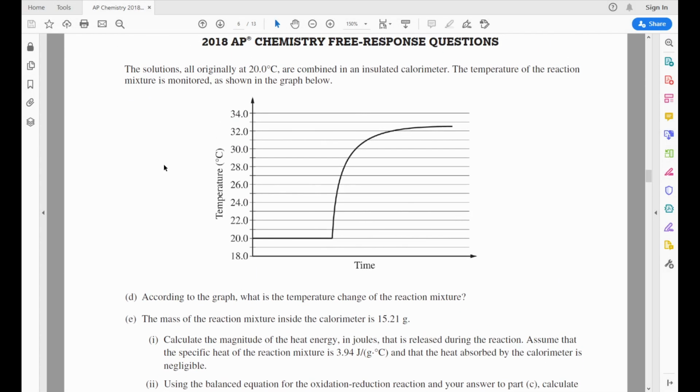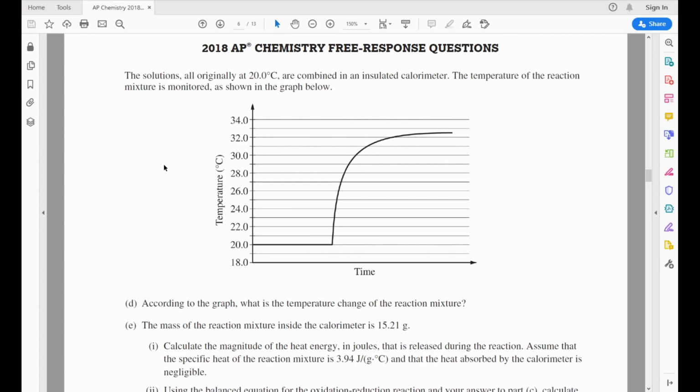D says all the solutions originally at 20.0 degrees Celsius are combined in an insulated chamber. The temperature of the reaction is monitored as shown by the graph below. According to the graph, what is the temperature change of the reaction? So here it starts at 20, and then as they mix, there is heat release. The water temperature goes up, and it goes up here to somewhere between these two lines. So somewhere between these two lines, the first is at 32, the second is at 34. This is 30, which implies that this line here in the middle is 33. So it's somewhere between 32 and 33, which we could say is 32.5, halfway between. And it really looks to be about halfway between.